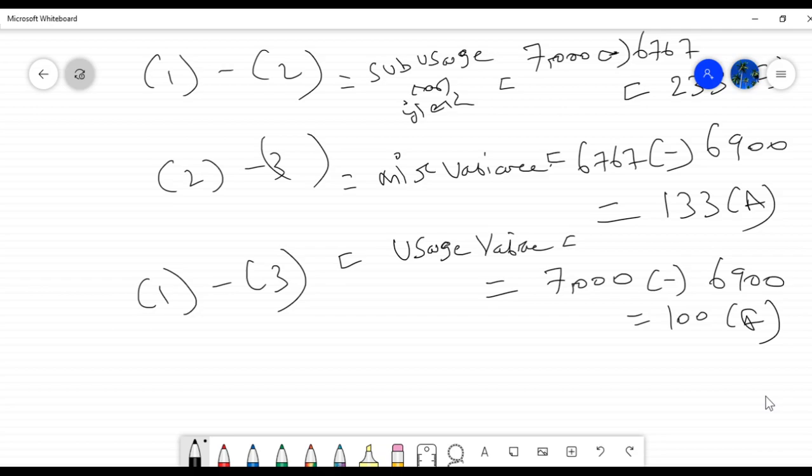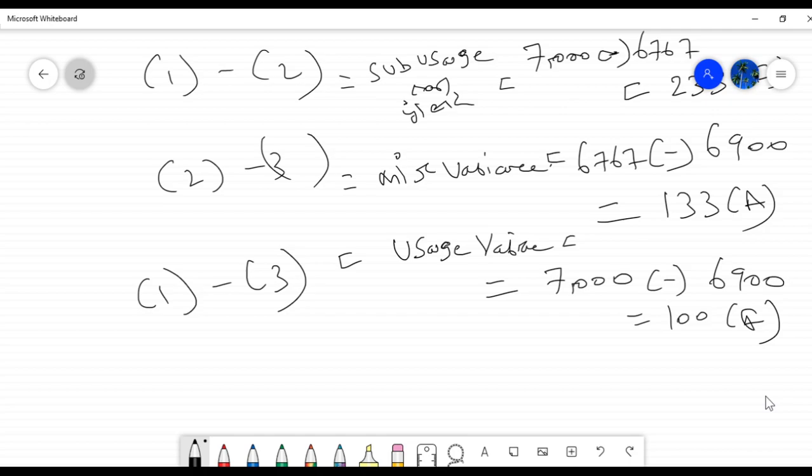Then what is the next thing? 3 minus 4 deals with price variance. I am comparing price: what is my standard price, what is my actual price. I am just comparing both. If I compare, then 6900 minus, what is my 4? What is the 4 we got? Just look at the box. 7370.